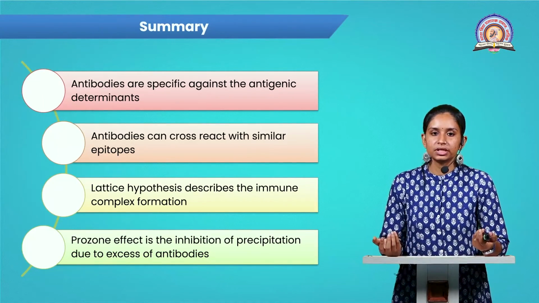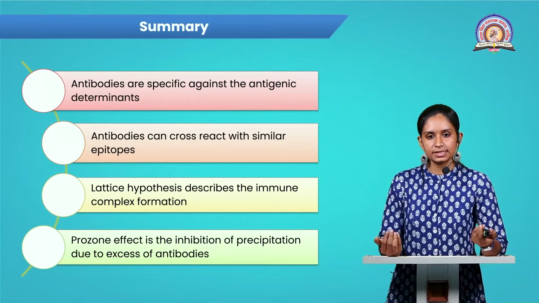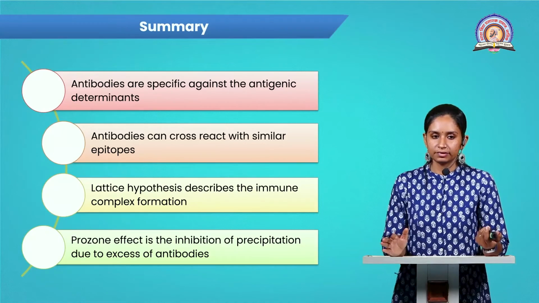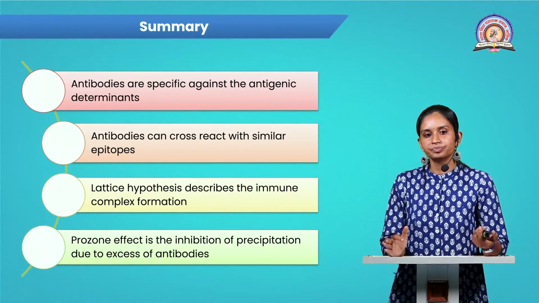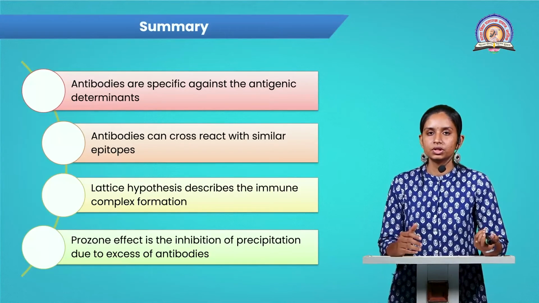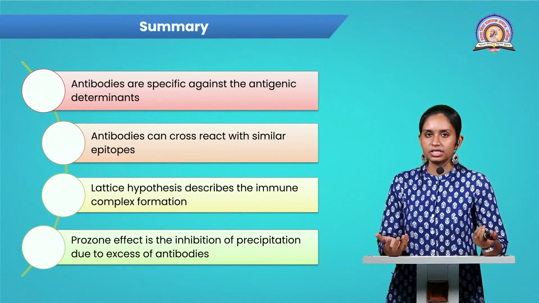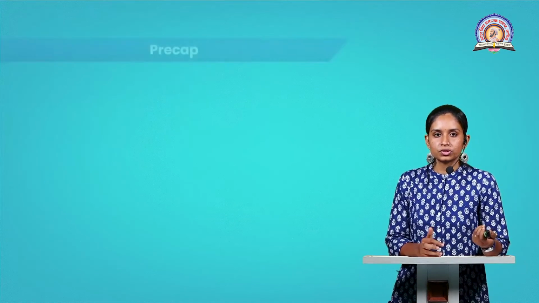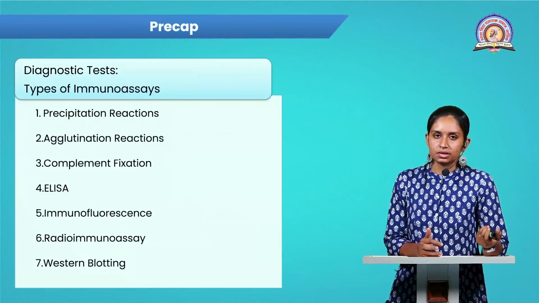Then we have seen the concept of the lattice hypothesis that describes how immune complex is formed in the zone of equivalence. And then we have seen what the prozone effect is, that is, the inhibition of precipitation due to the excess of antibodies present in the first region of the precipitin curve. So this is all about today's session.